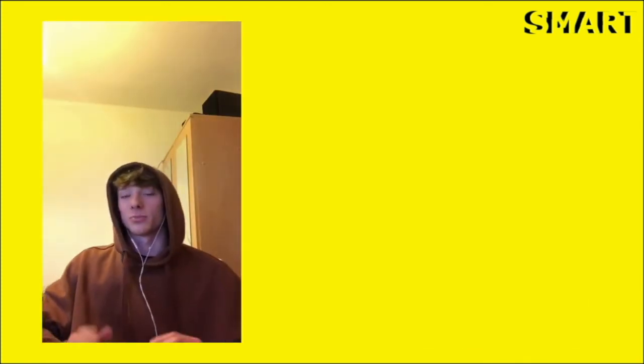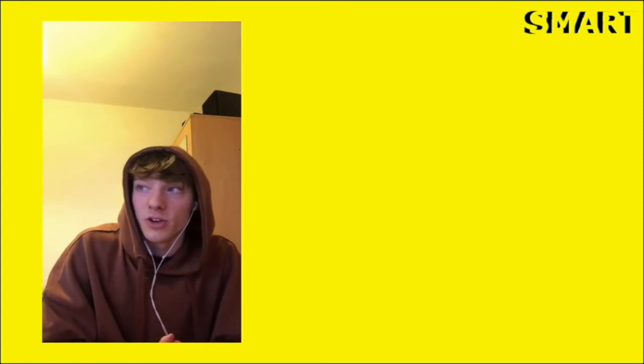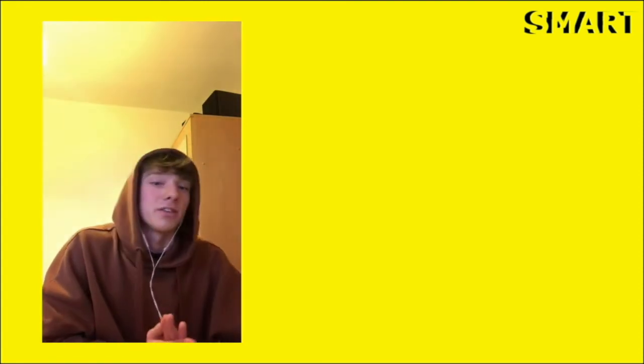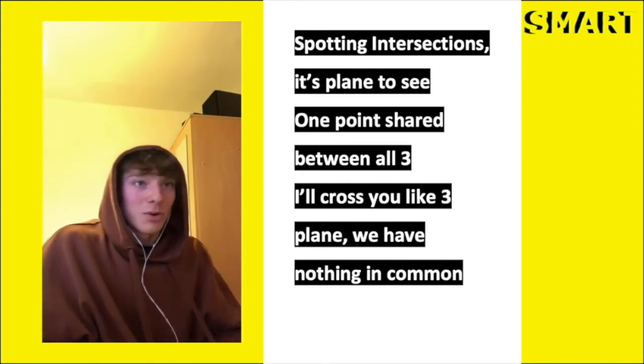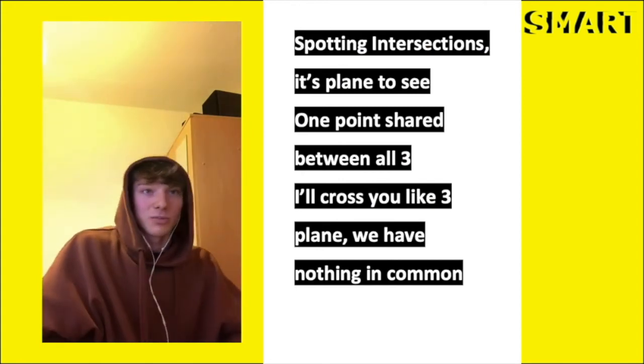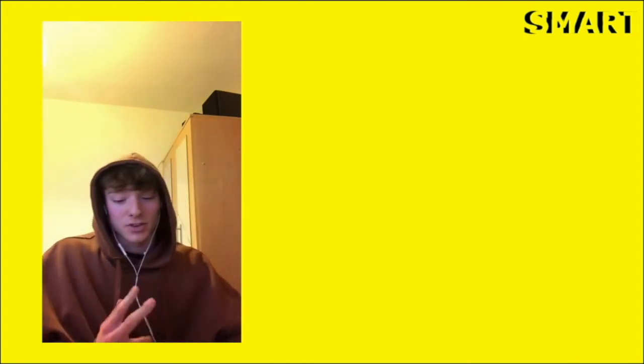These last 12 bars basically go over most of the topics that haven't previously been discussed, such as planes, commutativity, associativity, intersections. So let's get right into it. Spot intersections is plain to see, 1 point shared between all 3. I'll cross you like 3 planes, we have nothing in common. So these first 3 bars reference intersections of planes.